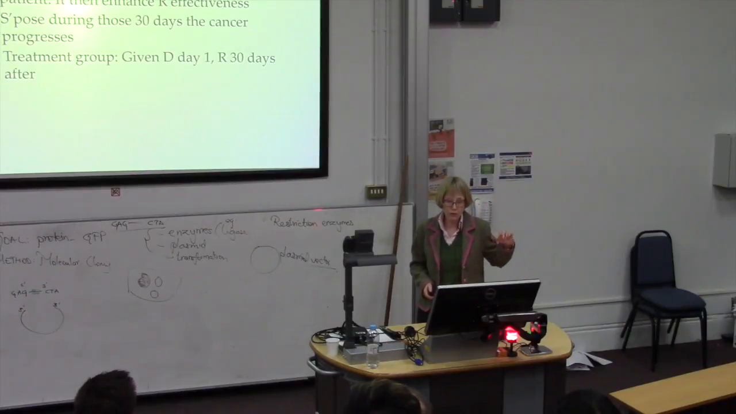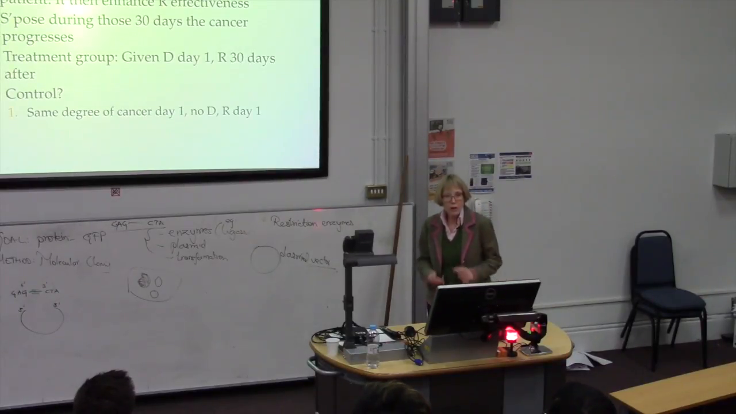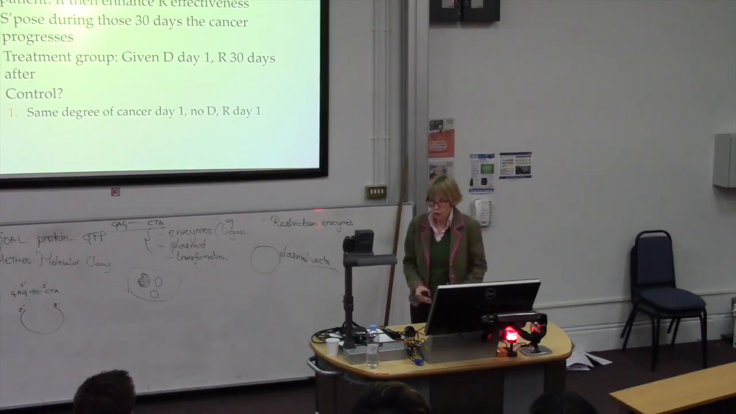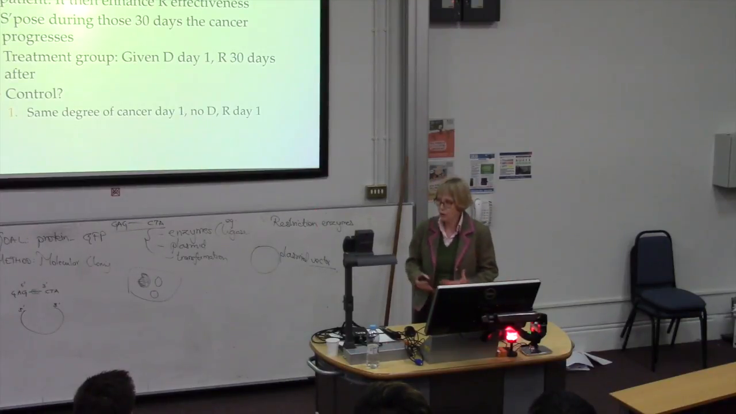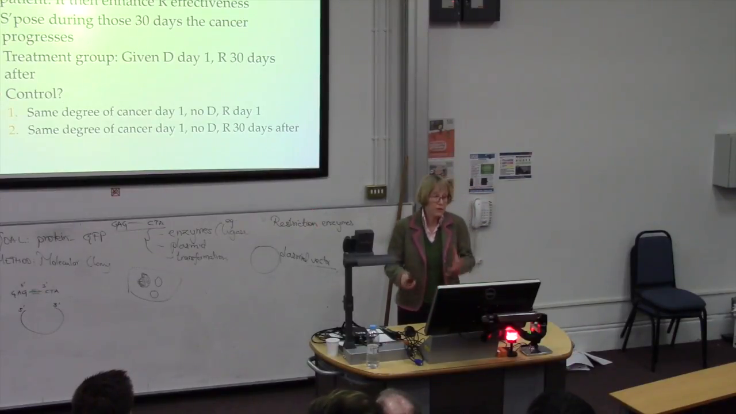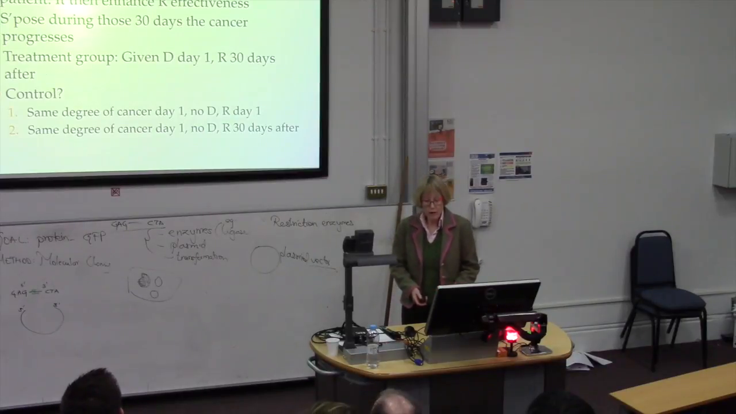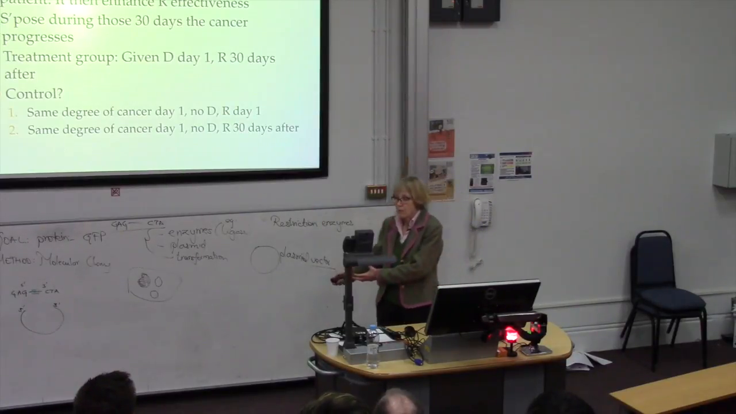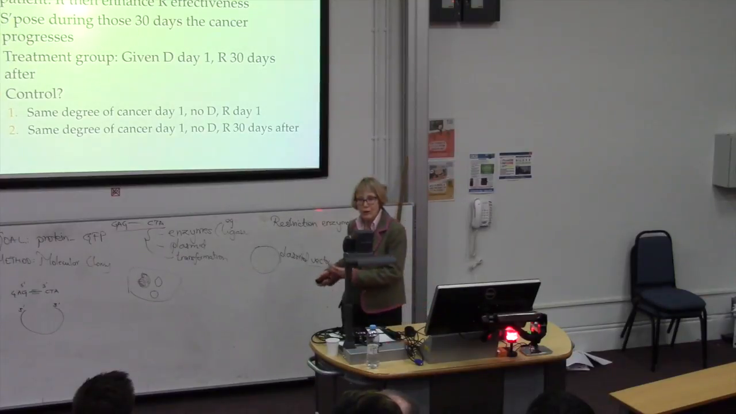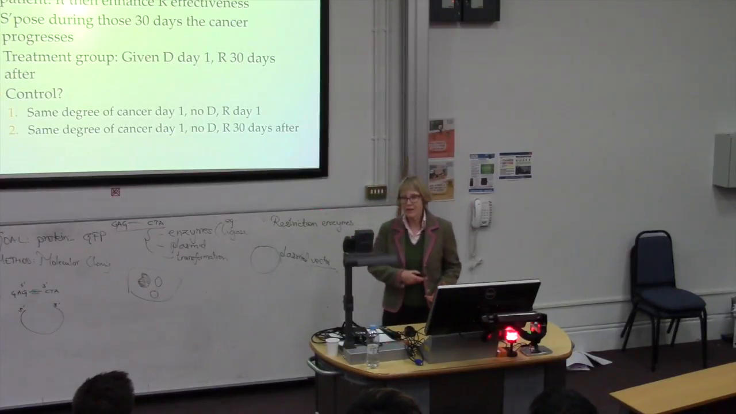Well, here's where we have two obvious choices. We're only going to look at people, of course, with the same degree of cancer on day one. And the control gives no drug on day one, as opposed to the treatment that gets the drug on day one. And then they get the radiotherapy on day one, which is what you'd normally do. Didn't have this drug in mind, you'd start radiotherapy on that day. The other alternative is to take the same degree of cancer on day one, no drug, but the control gets the radiotherapy 30 days after, which is just exactly when the people in the treatment group are getting it. So they're comparable in when they're getting the radiotherapy. On the other hand, their cancer will have progressed.